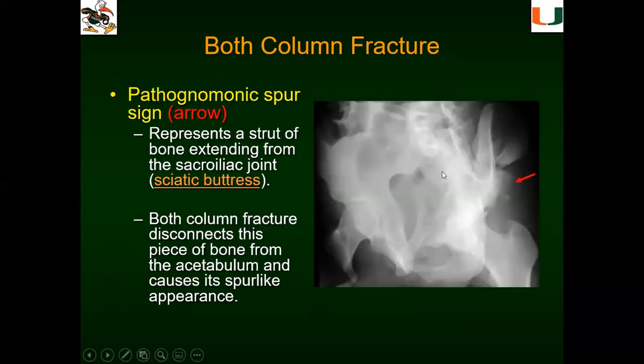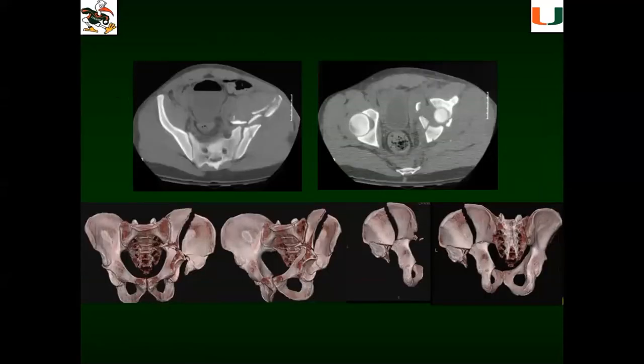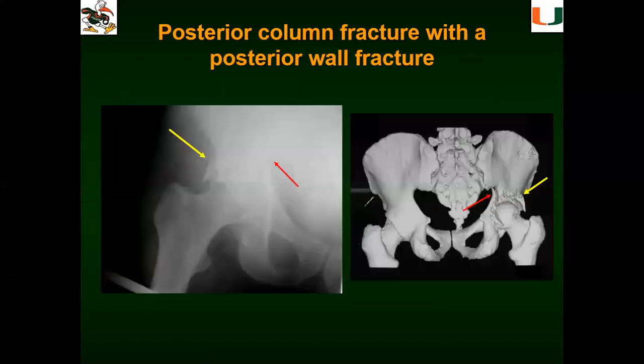And here's that spur sign. It's that sciatic buttress that we were talking about earlier. It's best seen on the obturator oblique of the affected hip. You can see that bony strut is displaced. Again, it's that connection of those columns with the sacroiliac joint and the remainder of the axial skeleton. So again, that spur sign is indicative of a both column fracture, and you should not see that in a transverse or T-shaped fracture. So more examples on CT of both column fractures.